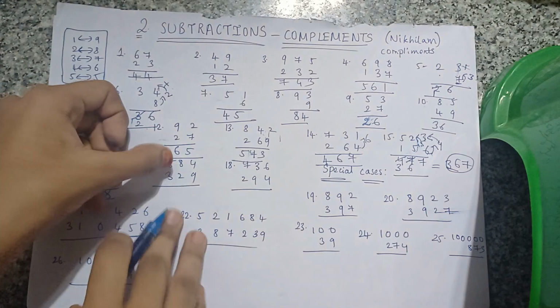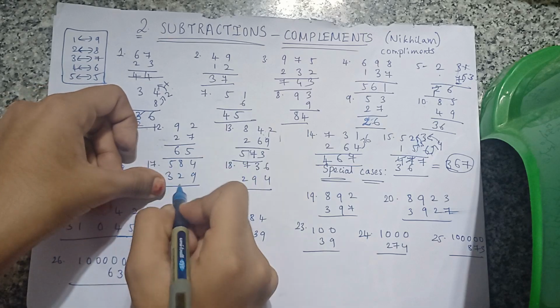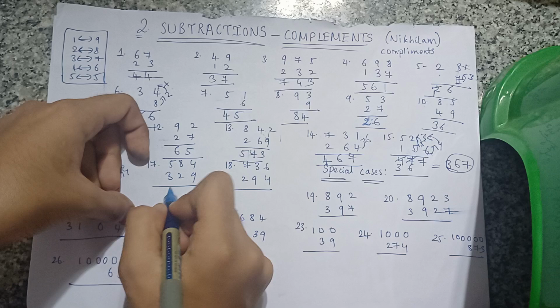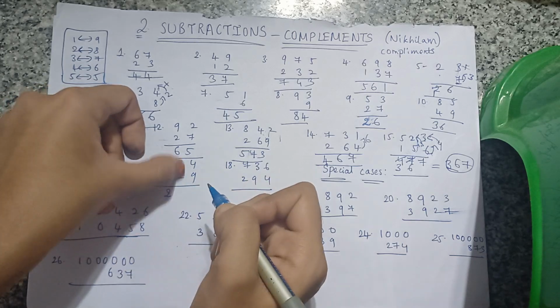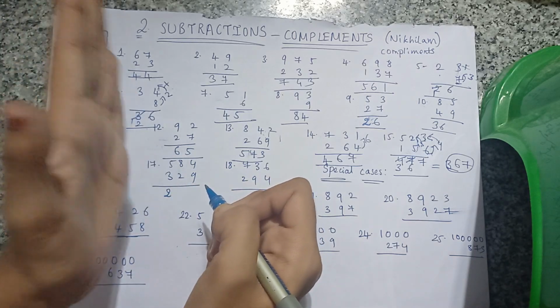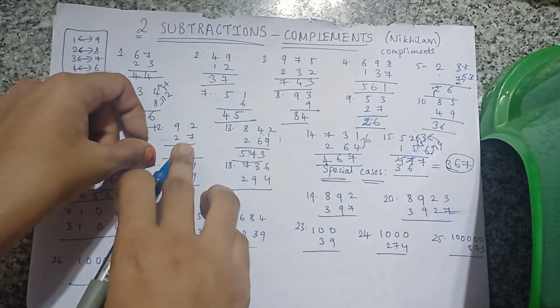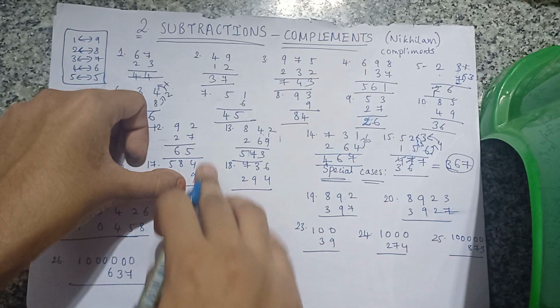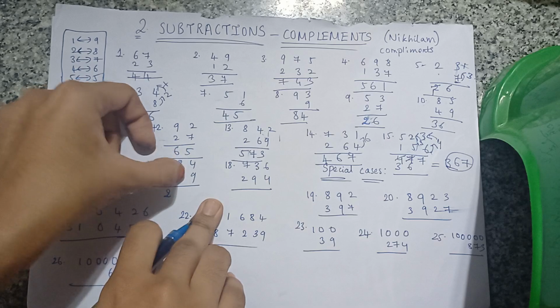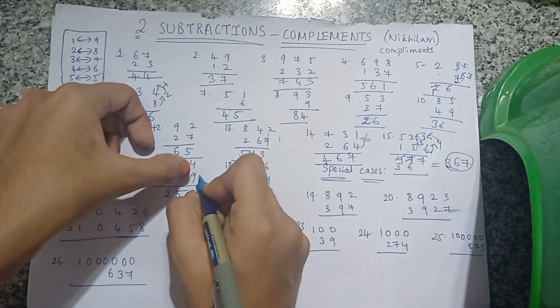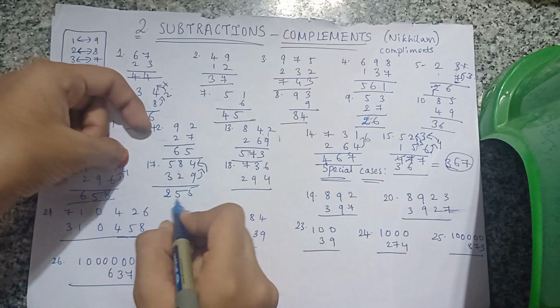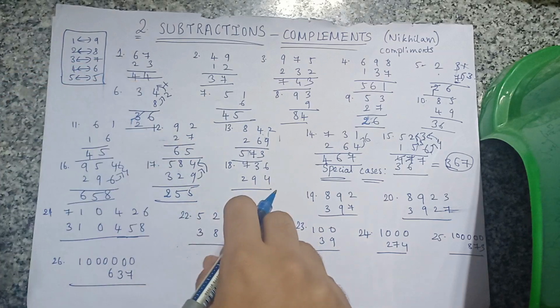Hope you have understood. Now 5 minus 3, 2. But yes, this is also matching. So before writing 2, you have to check whether this is a matching pair or a mismatching pair. Since it is also a matching pair, so 8 minus 2, 6. But check here, this is a mismatching pair, so 6 minus 1, which is 5. And the complement for this 9 is 1, so 1 plus 4, 5. So the answer is 255. See how simple it is.